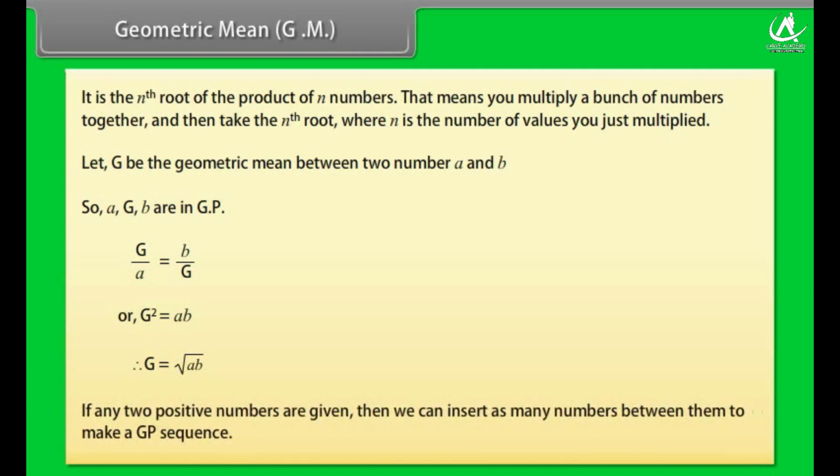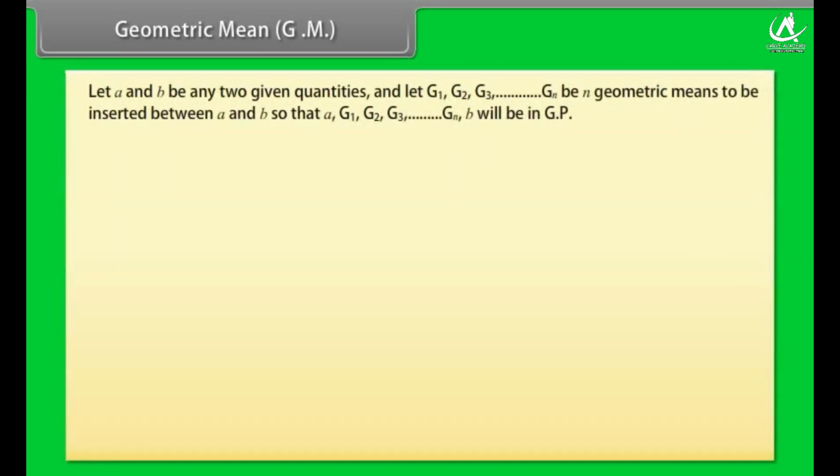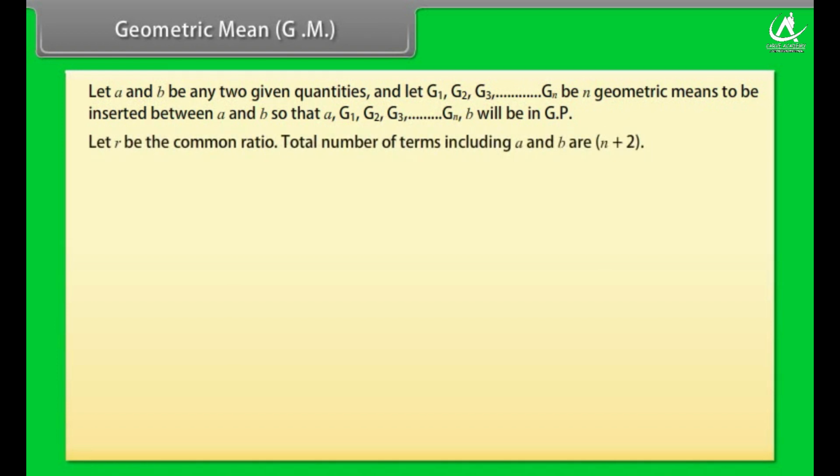Therefore, G is equal to square root of A into B. If any two positive numbers are given, then we can insert as many numbers between them to make a GP sequence. Let A and B be any two given quantities, and let G1, G2, G3 up to Gn be n geometric means to be inserted between A and B, so that A, G1, G2, G3 up to Gn, B will be in GP. Let R be the common ratio.